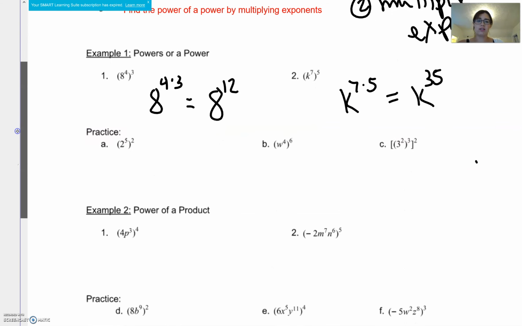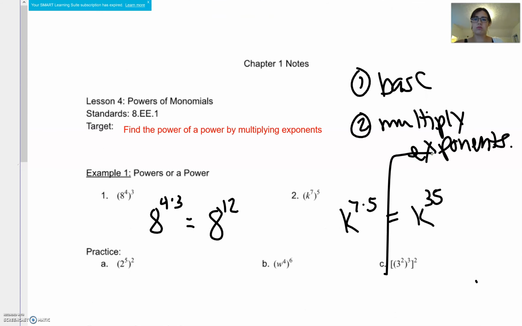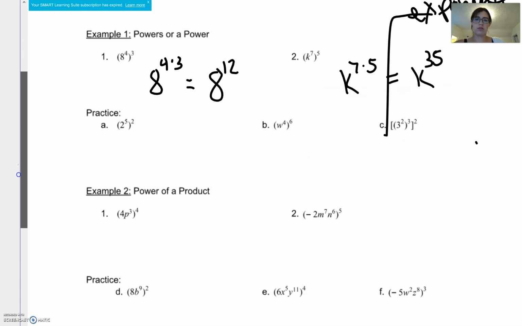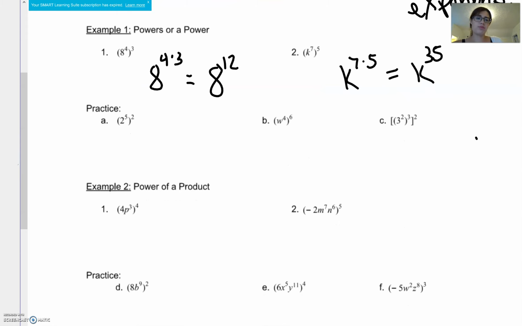We're going to move down to c, because this is a different example. So we have 3 to the 2nd power to the 3rd power, which is then to the 2nd power. So because multiplication is commutative, we can just do 2 times 3 times 2, which will just get us 3 to the 12th power.